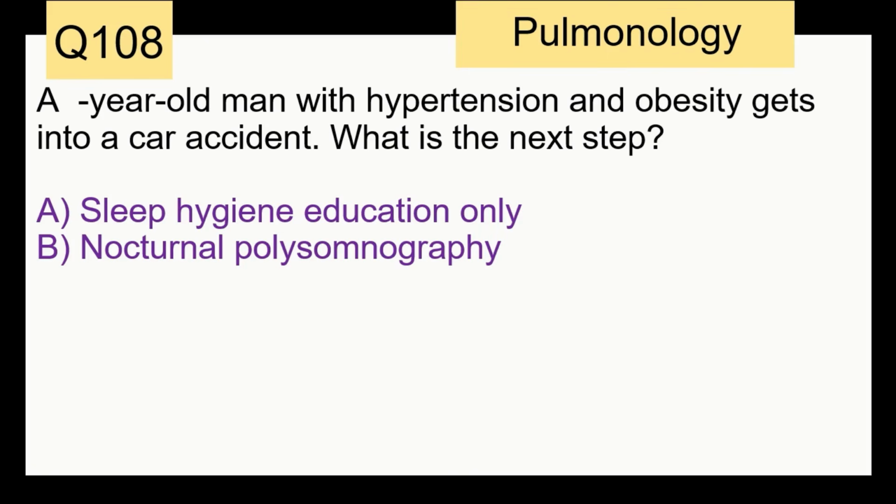108, a blank-year-old man with hypertension and obesity gets into a car accident. What's the next step? Nocturnal polysomnography. We want to figure out if he has obstructive sleep apnea causing him to get tired. That's why he got into the car accident.